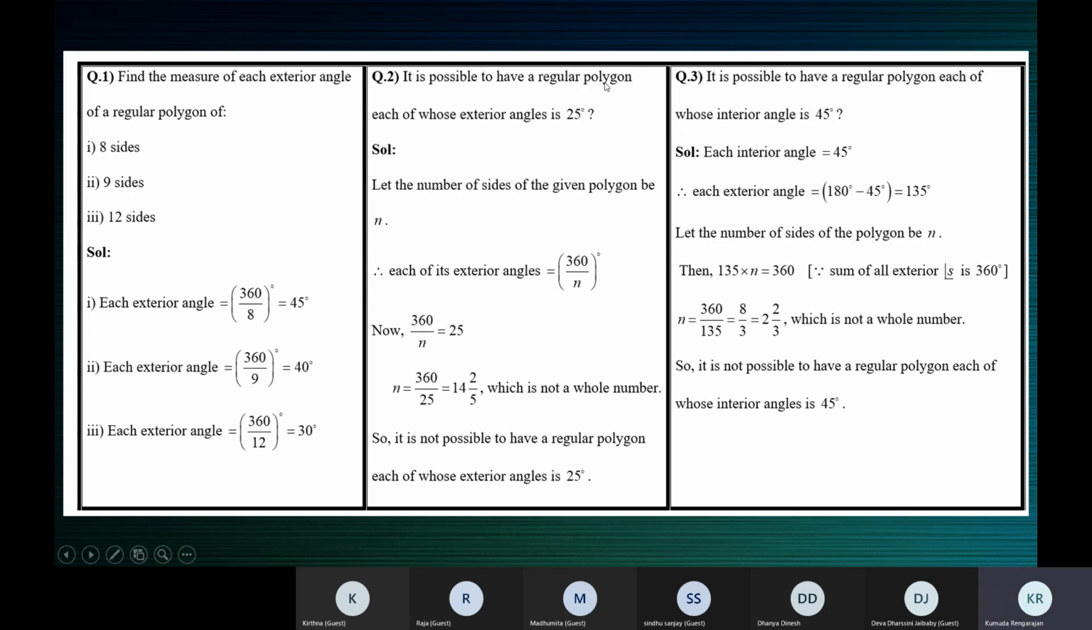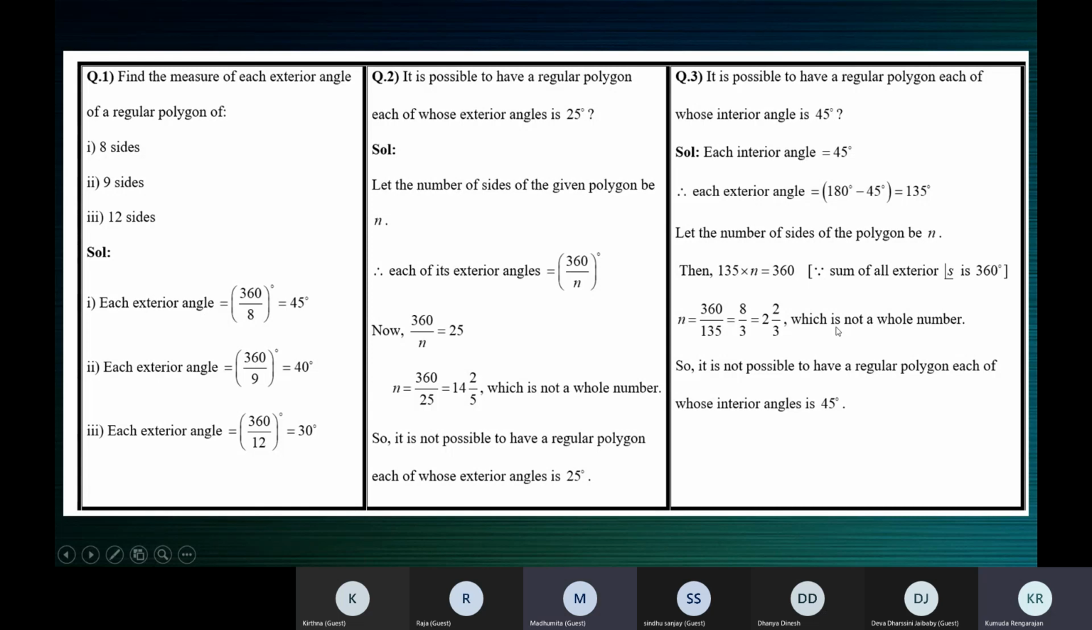Here the exterior angle was given straight away, so 360 by n is equal to 25. Here the interior angle is given, so 180 minus 45, 135. Now 360 by n is equal to 135. Work that, and if you get 8, 9, 10, 11, 12, some numbers like that, then it is possible. You're getting a fraction, so not possible.